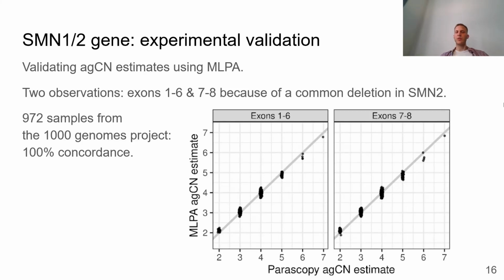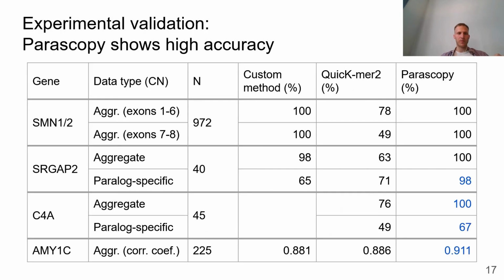Next, we wanted to validate Parascopy results using experimental data. On this slide, we can see a comparison with MLPA aggregate copy number estimates for SMN1/2 genes. There are 2 observations for each sample because there is a common deletion. And in 972 samples that we looked at, there is 100% concordance between Parascopy and MLPA.